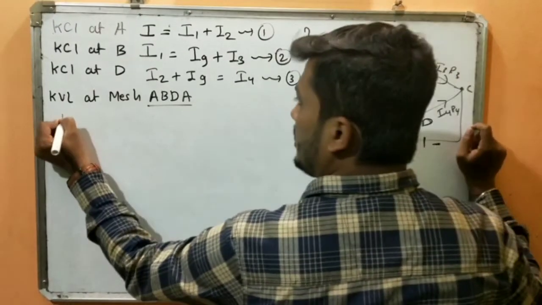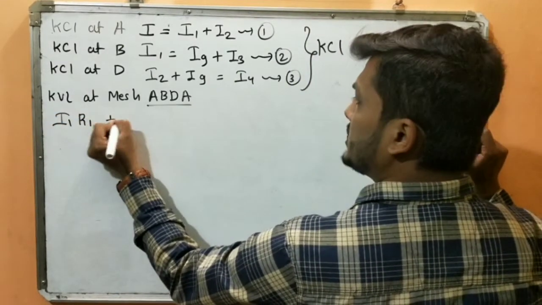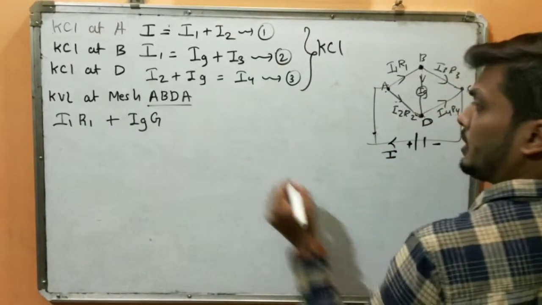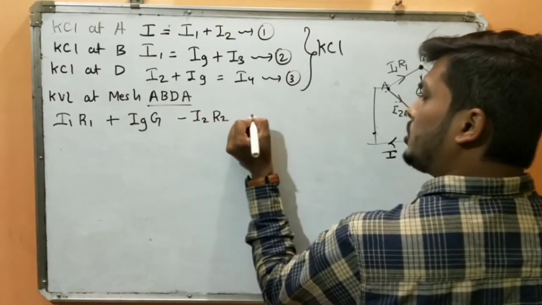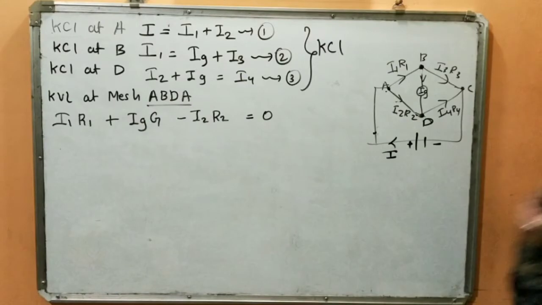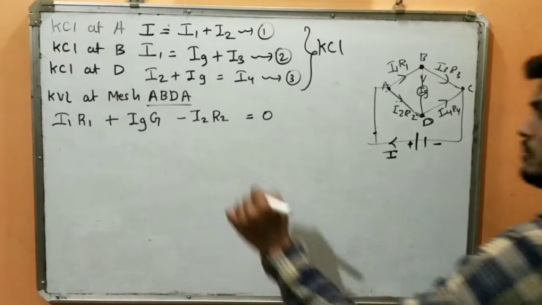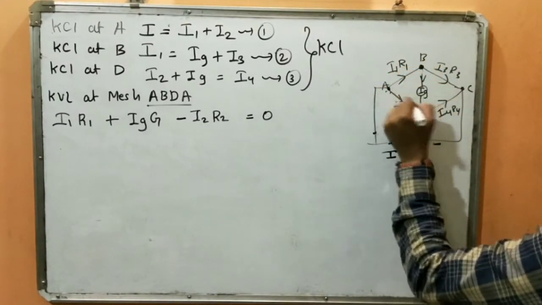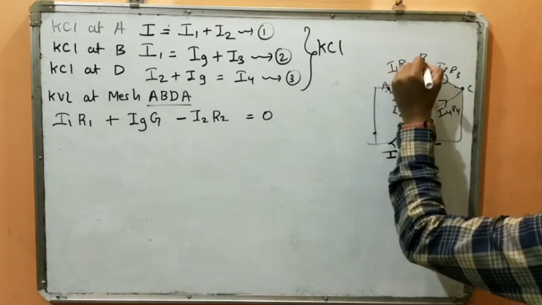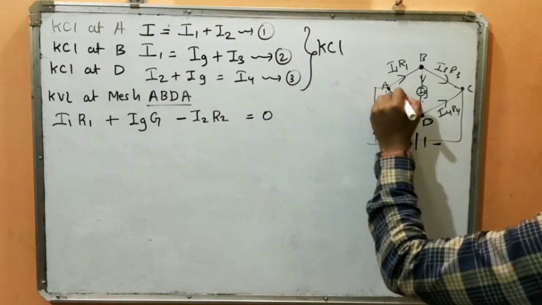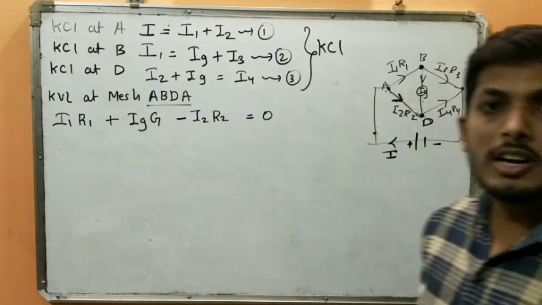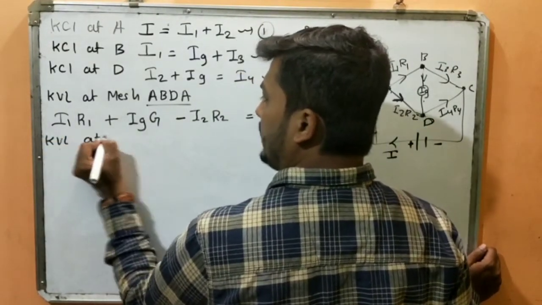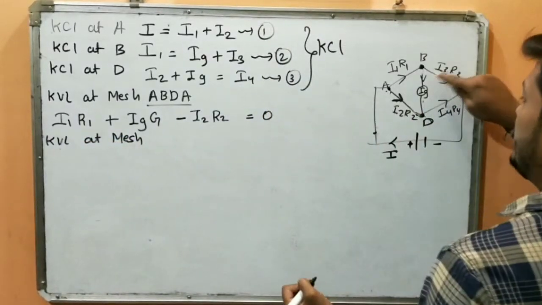Look here, can I write I1 R1 plus IG G, where G is the resistance of the galvanometer and IG is the current through the galvanometer, minus I2 R2. This will be equal to 0. This is Kirchhoff's voltage law at mesh ABDA. You might be wondering why I have taken negative here. See here, it's a loop in this direction, ABDA. Current is entering in this direction, but when I want to go along this path, the arrow mark is pointing opposite to me. So I will take a negative sign here. Is that clear? Similarly, applying KVL at mesh BCDB.